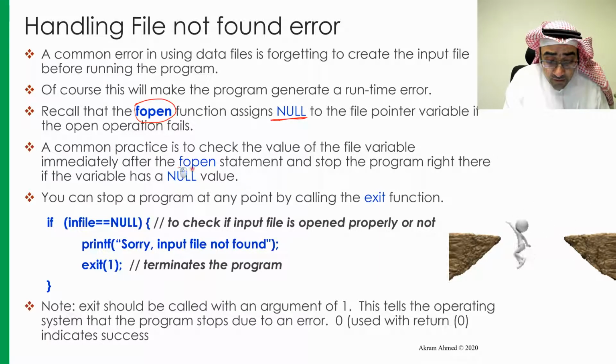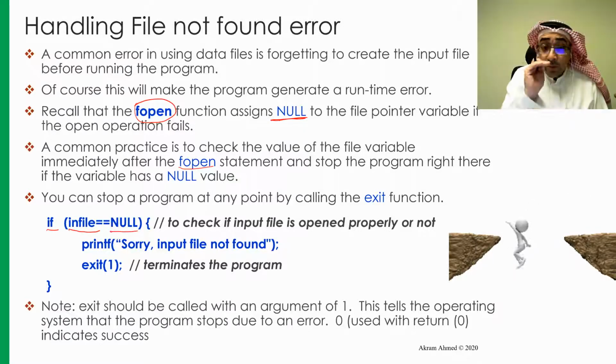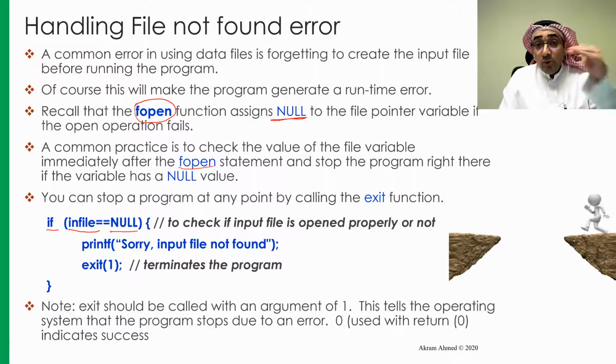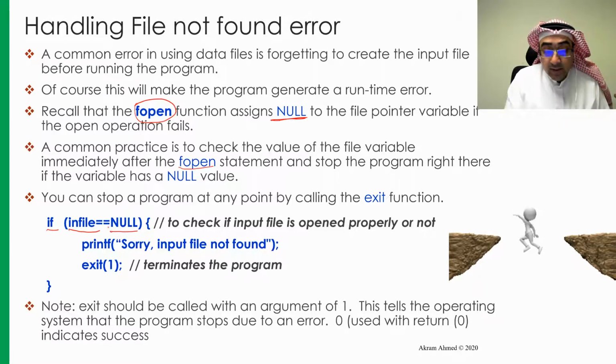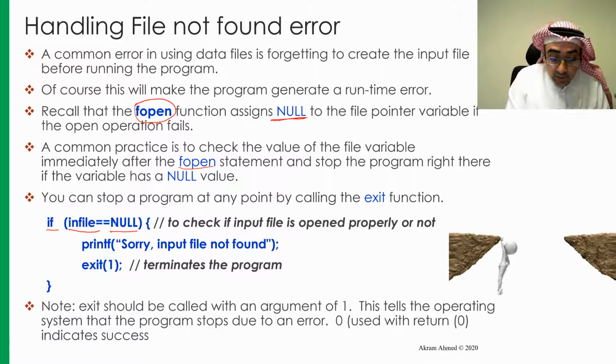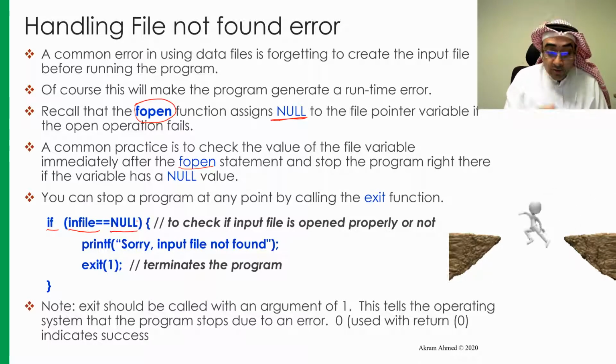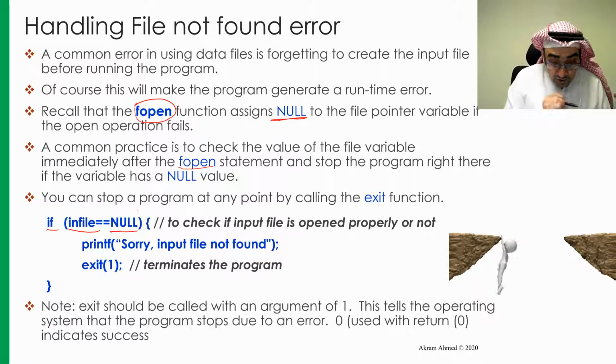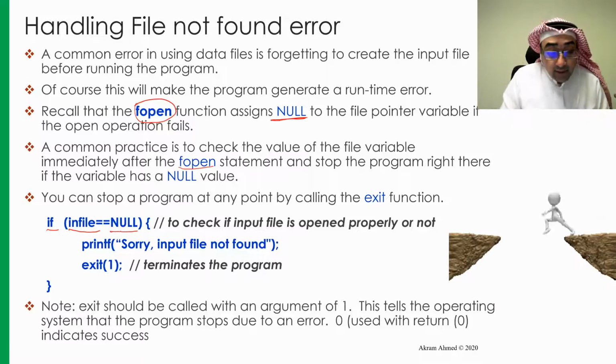So after the fopen, what we usually do is we check if the in file is equal to null, okay? After we do an fopen command, we don't know whether the computer was able to open this file. So we say if in file equal to null. Notice this is a capital N, capital U, capital L, capital L, this is a constant that's defined in stdio.h. If this value is reached, we couldn't open this file, so we print to the user, sorry, input file was not found, and then we say exit 1, okay?